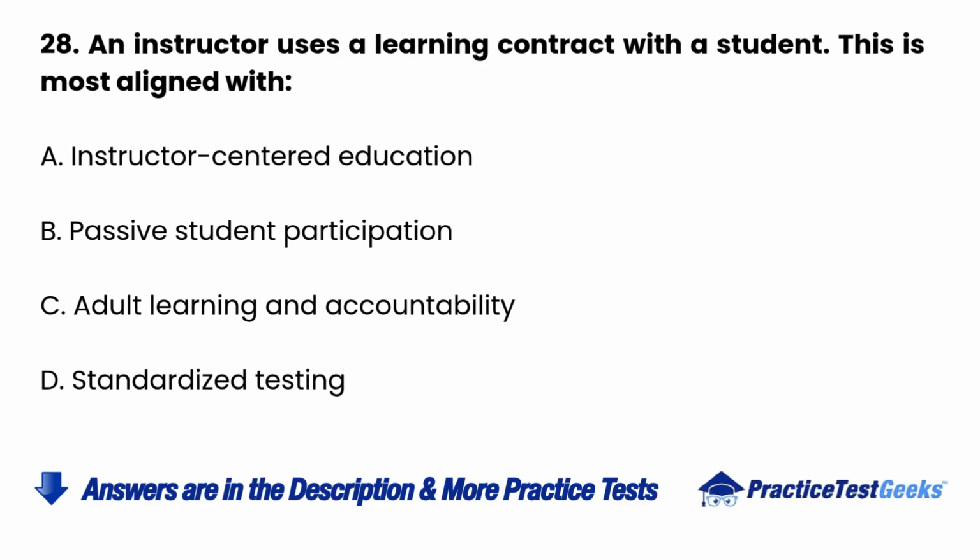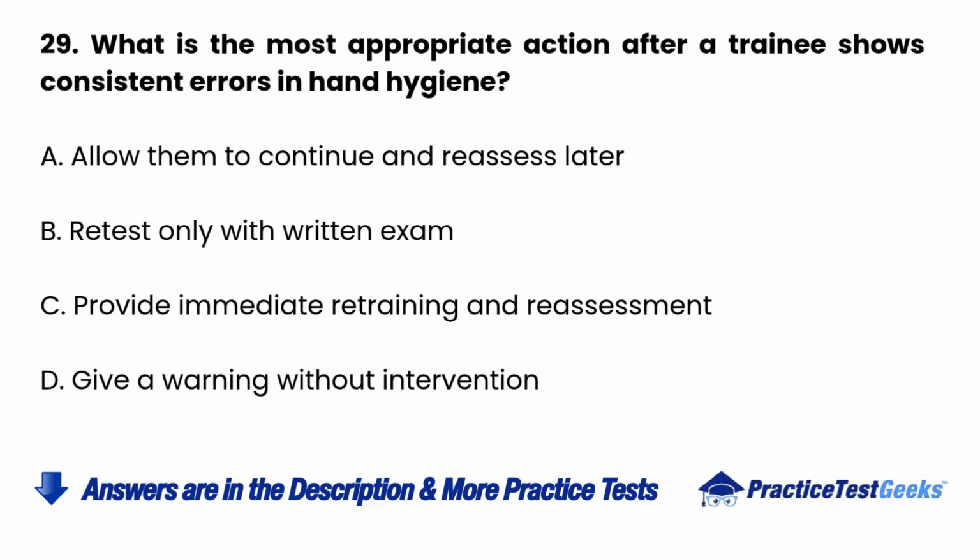28. An instructor uses a learning contract with a student. This is most aligned with: A. Instructor-centered education. B. Passive student participation. C. Adult learning and accountability. D. Standardized testing.